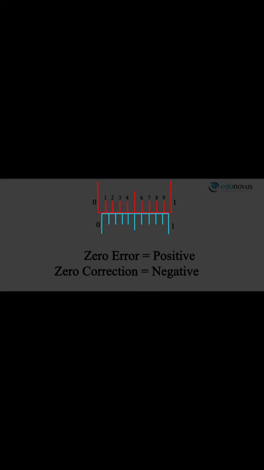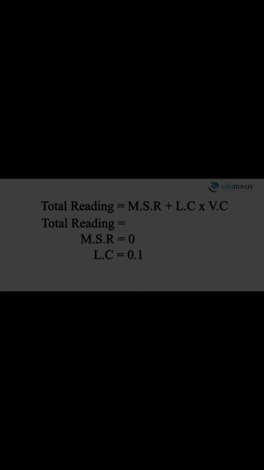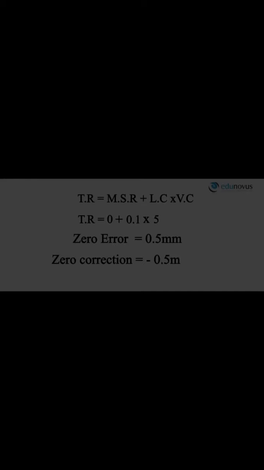This reading can also be simply obtained by using the formula we discussed before. Total reading is equal to main scale reading plus least count into vernier coincidence. Here, main scale reading is equal to 0. Least count is equal to 0.1 mm and vernier coincidence is equal to 5. Therefore, 0 error is equal to 0 plus 0.1 into 5, which is 0.5 mm. And thus, 0 correction is minus 0.5 mm.